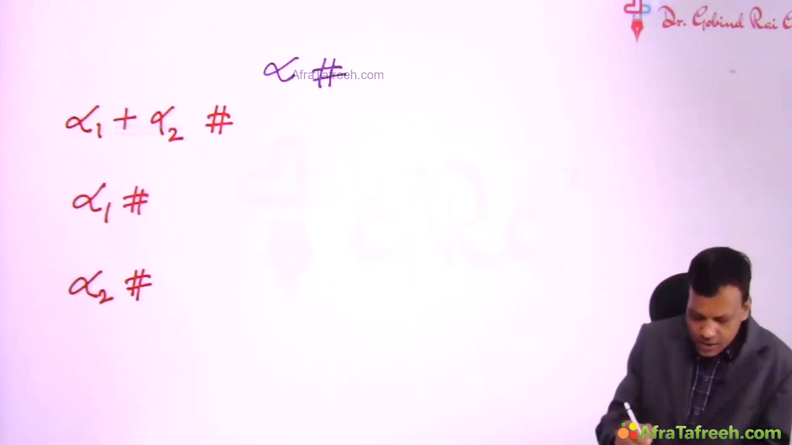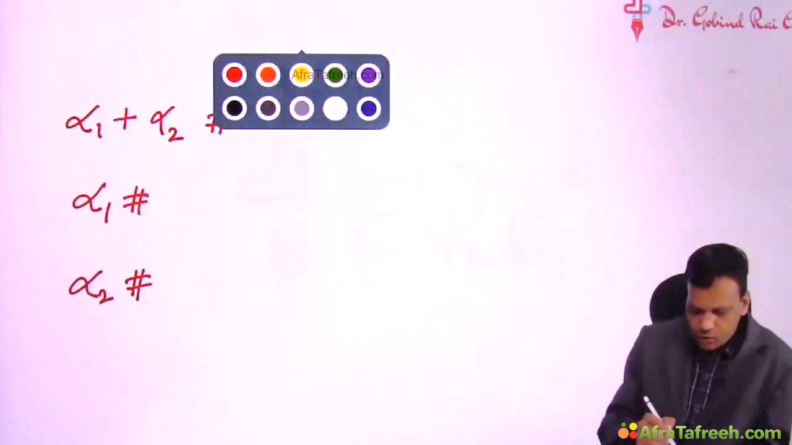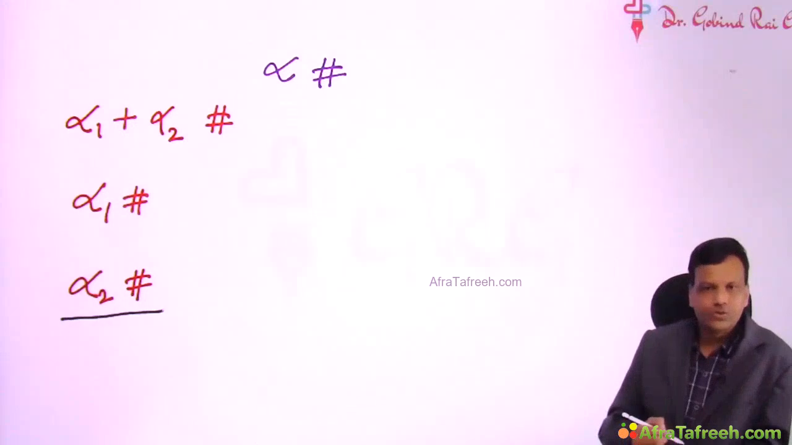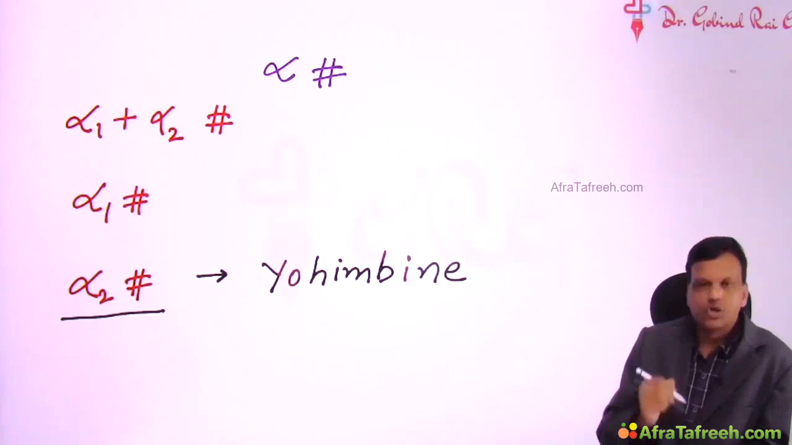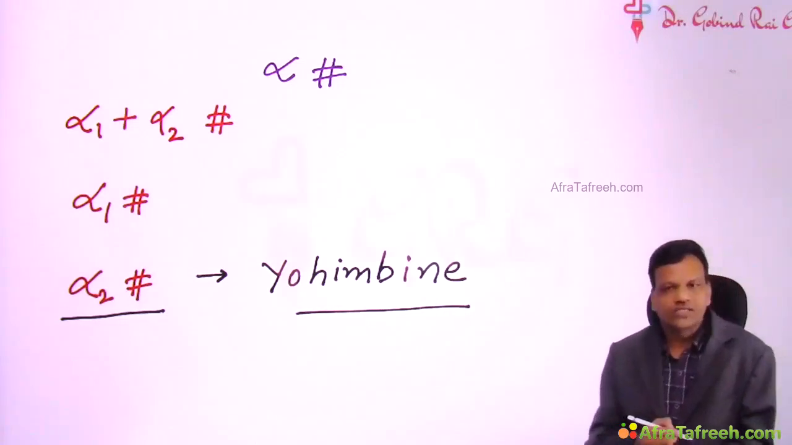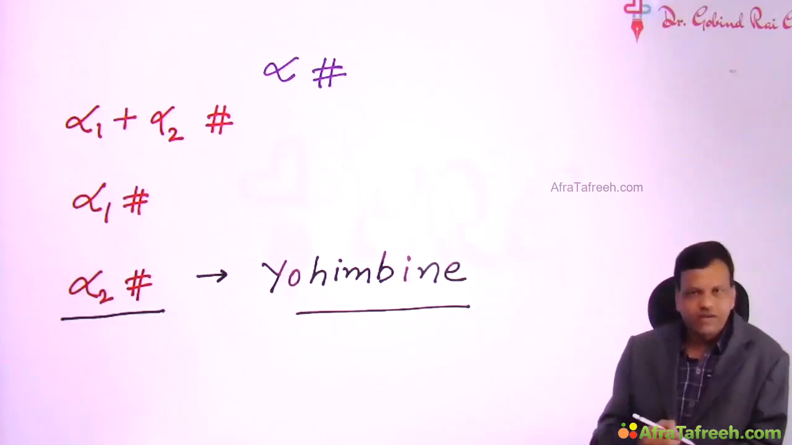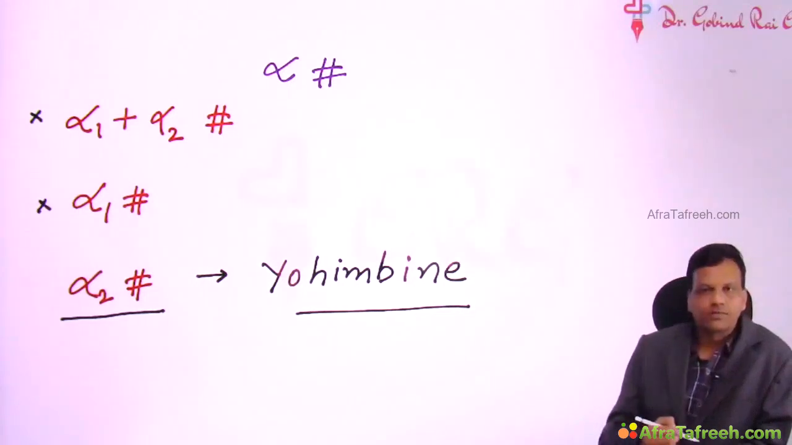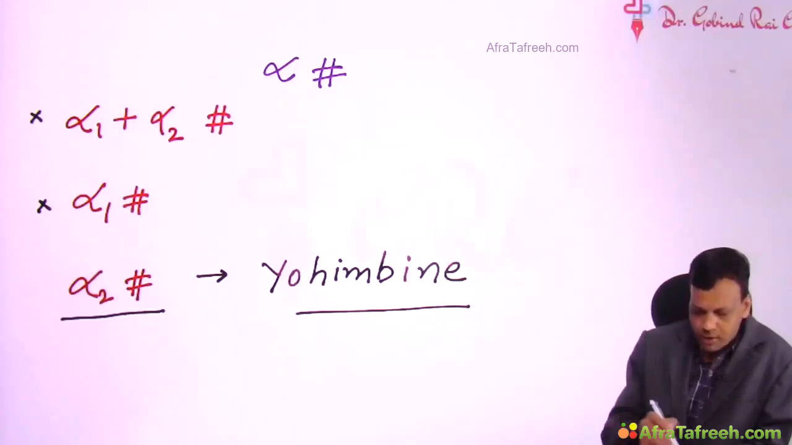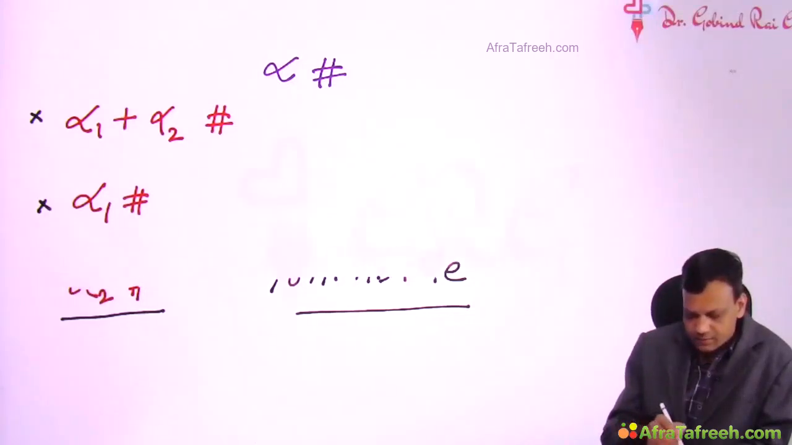Now out of these three types, selective alpha 2 blockers have no clinical use. So just remember the name of the drug, which is Yohimbine. It has no approved clinical indication. So we will not discuss this anymore. Effectively, we have two main alpha blockers. One is non-selective and second is selective alpha 1 blocker. So alpha 2 selective blockers we will not discuss further.